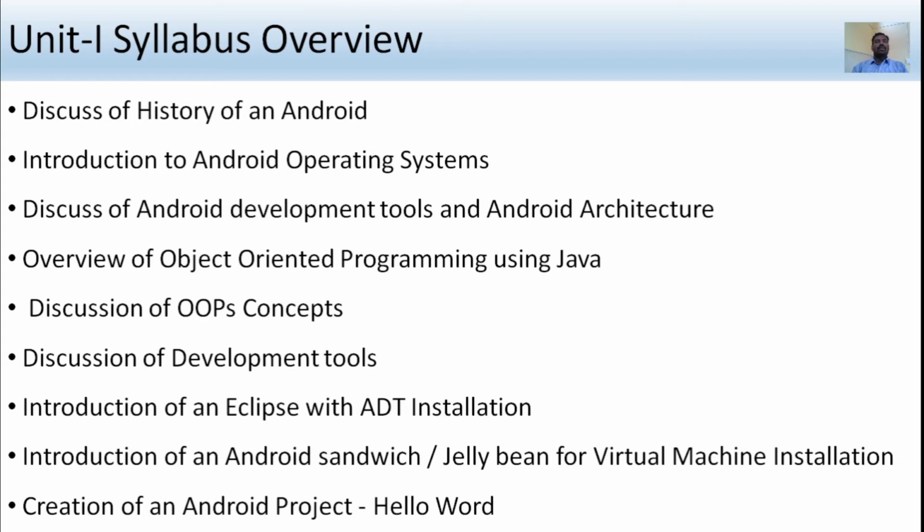Now the overview of the first unit. In this first unit, we will discuss the history of Android, the Android operating system, Android development tools, and Android architecture. Next, you will study object-oriented programming using Java and object-oriented programming concepts. Next, we will discuss the development tools of Android: Eclipse with ADT installation, and Android Sandwich and Jelly Bean for virtual machine installation. Next, one Android project, called Hello World. These are discussed in the first unit.